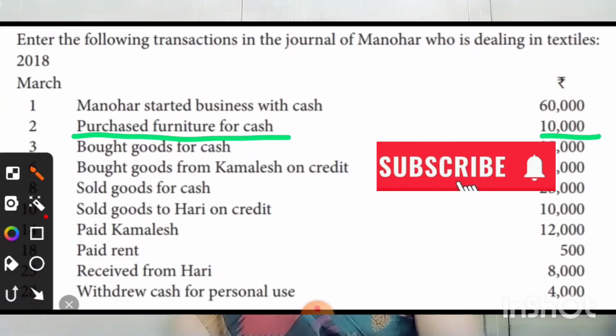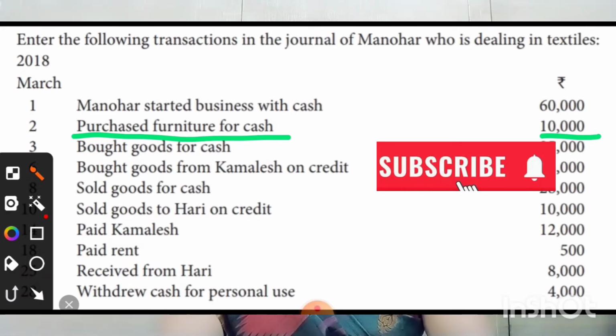Then come to the next transaction. I have read the question. Okay, what is the question? 2, purchased furniture for cash, rupees 10,000. On March 2, what is the meaning of 2? That means the transaction number. Manohar, on March 2, started doing one transaction. Okay. So on March 2, purchased furniture for cash, rupees 10,000.